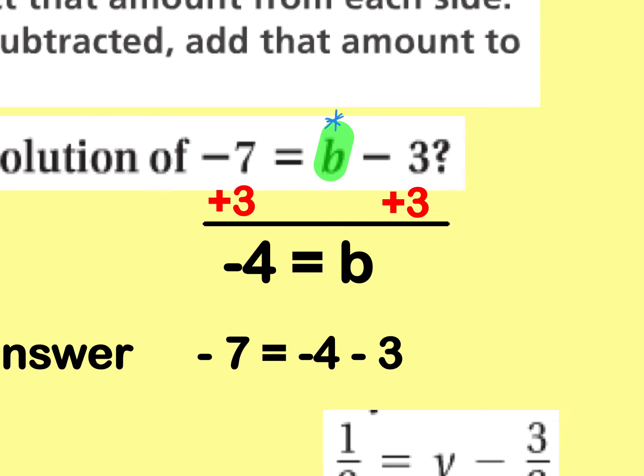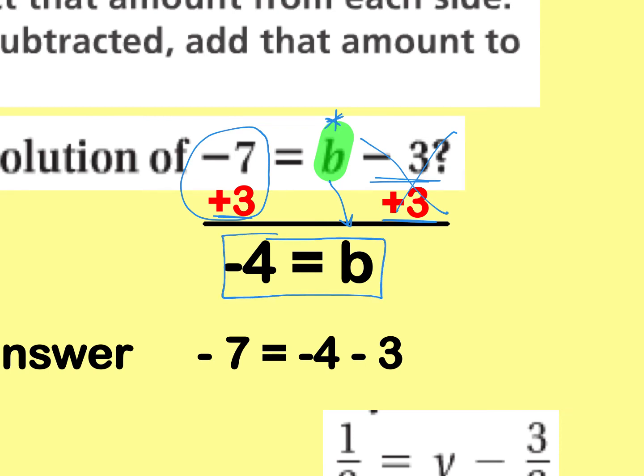So in order to get b alone, we have to move negative 3. The opposite of negative 3 is positive 3. But remember, if you do it to one side, we have to do it to the other side. Negative 3 and positive 3 cancel out. B comes down. In my calculator, or you can calculate this in your head, negative 7 plus 3 gets you negative 4.